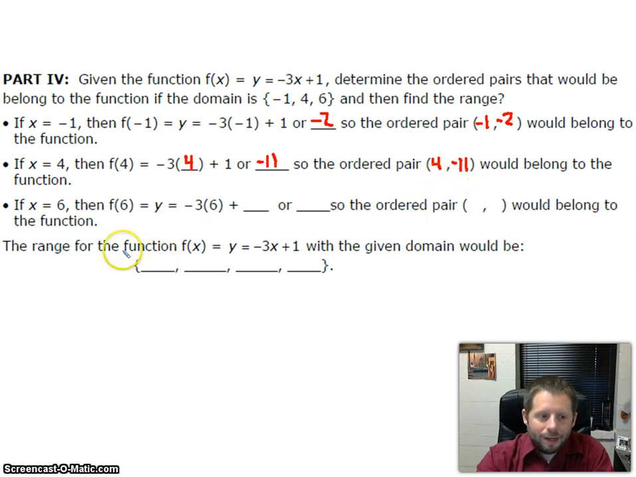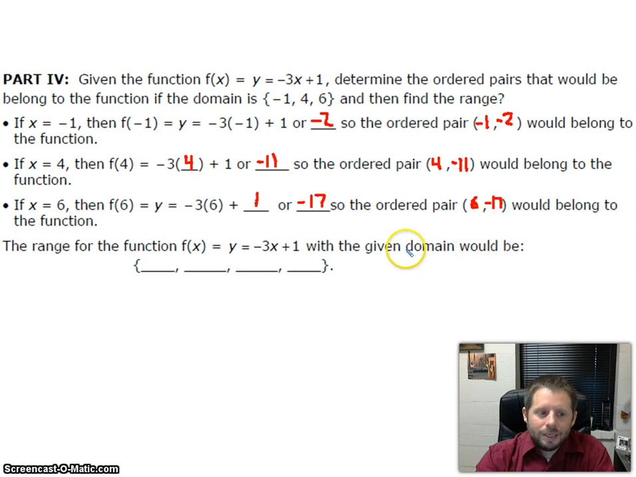Okay. Our last one, when x equals 6, we're trying to find f of 6. So again, we're replacing x with 6. We're going to do -3 times 6, which is -18. We're still going to add the 1. That's part of our function rule. So -18 plus 1 is -17. So our final ordered pair will be 6, -17.